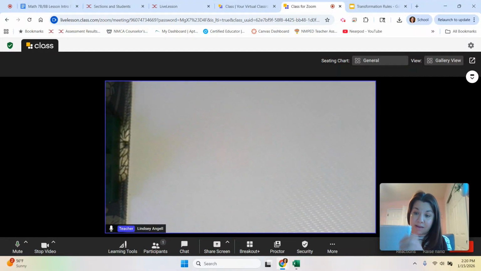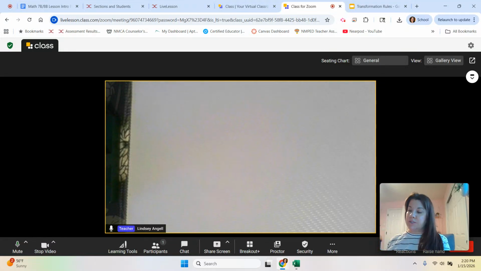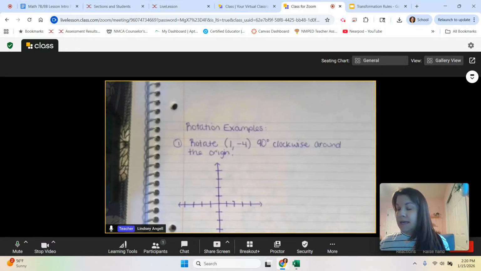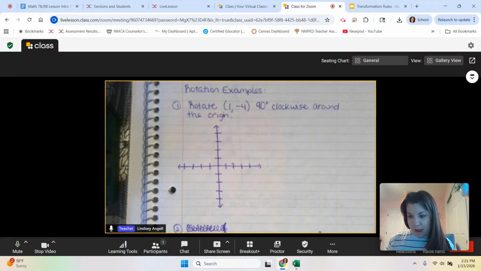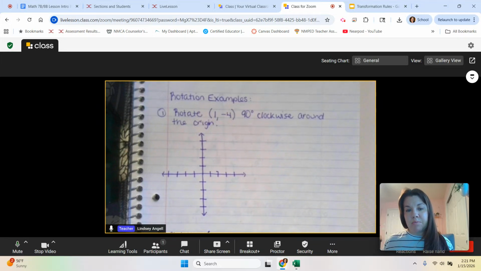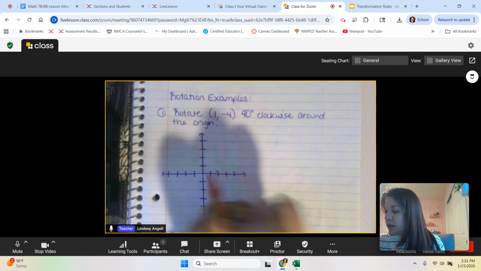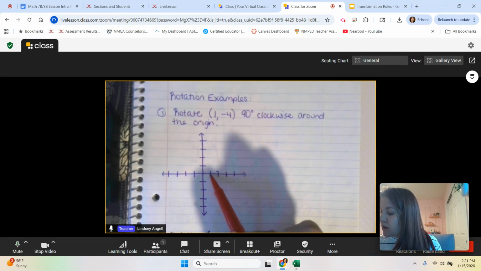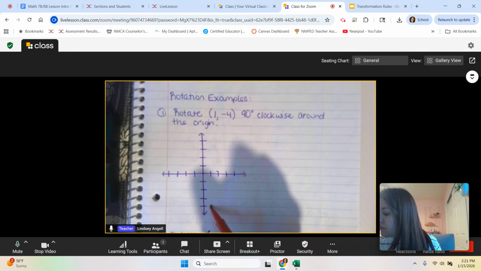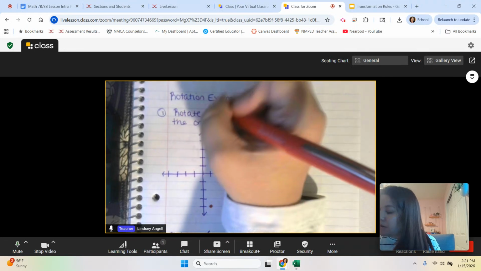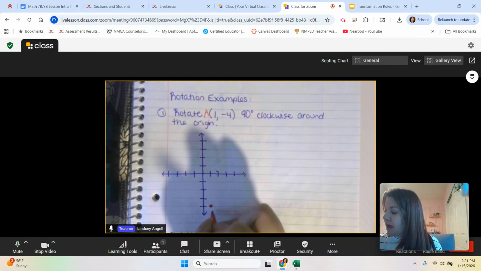I've got 3 examples for us. 2 of them are rotation examples, and then one where we're describing the transformations. So this first one, it says rotate point (1, -4) 90 degrees clockwise around the origin. Well, first I need to find point (1, -4). So that means I'm going 1 to the right and down 4. And I'll label that as point A.